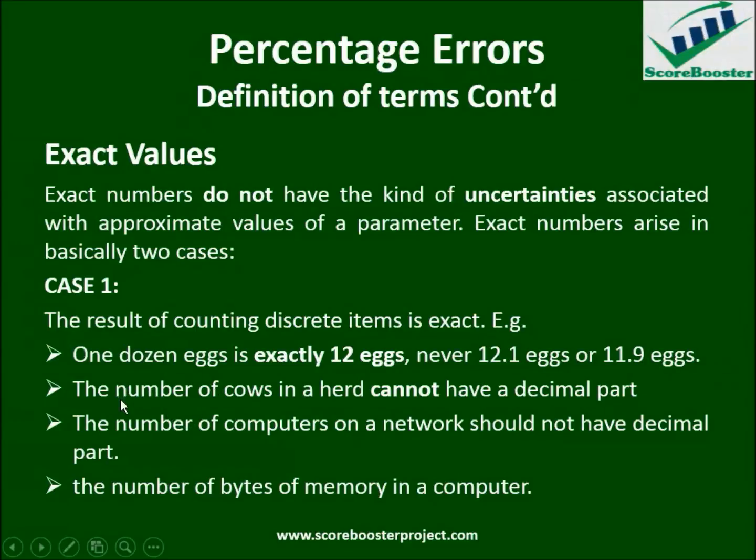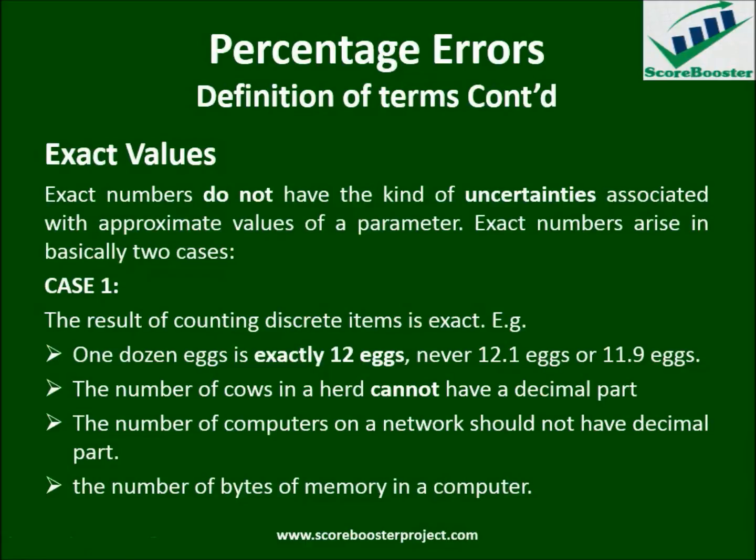Another example is the number of cows in a herd. It can also not have a decimal part. It will always be an exact number. It's either you have some number of cows or you have no cow. So there is nothing like 0.5 cows in the herd, 0.5 people in the hall, 2.3 people in the hall. All these things are not possible because they do not occur when dealing with exact values. So the number of cows in the herd, the number of people in the hall, is an exact value.